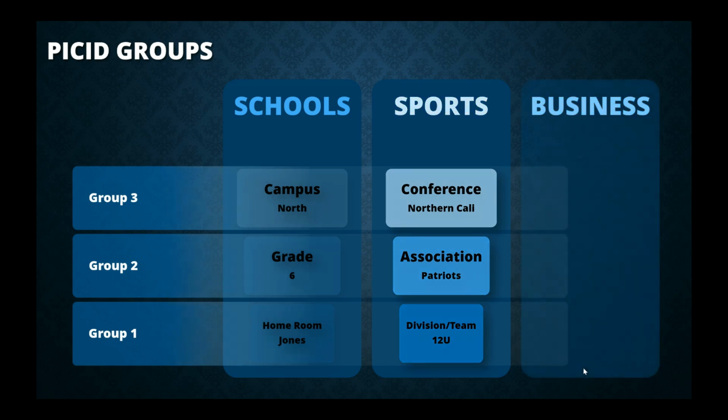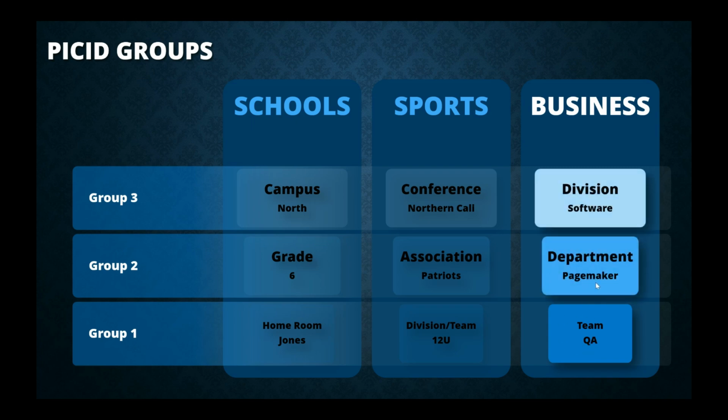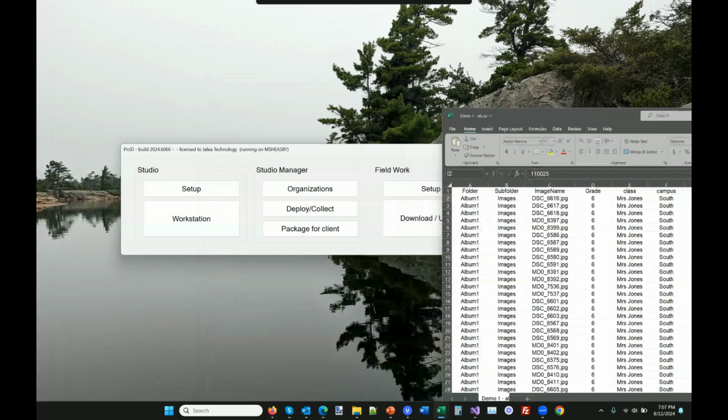The same thing applies at businesses. You can imagine that the closest available group might be a QA team, just a group of 6 people that work together within a department, within a division. So the closest group is group 1 and the furthest is group 3. So that's how these are going to get mapped, the grade, class, and campus.